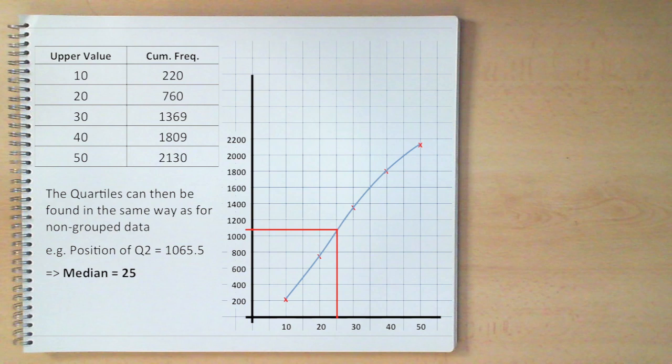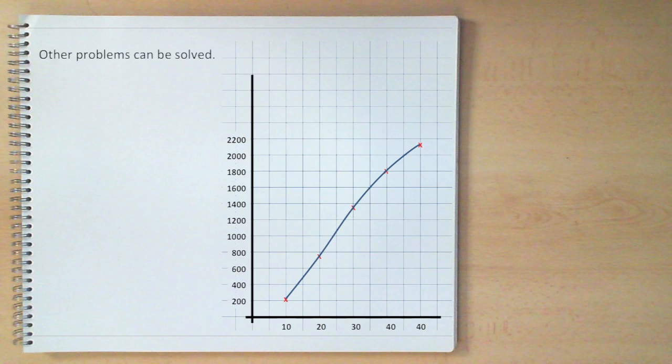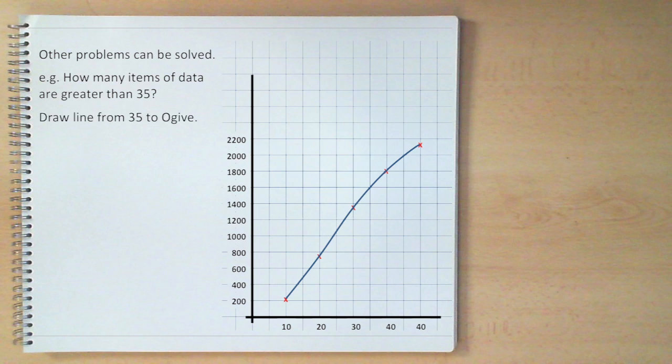The cumulative frequency curve can also be used to solve other problems, to find out other information from the data set. Remember, we've grouped all this data, so we've lost information about how many of each item of data there are. We don't know how many data items are greater than 35, for example, although our curve can help us find this out. Draw a line from 35 up to the ogive. The curve, remember, we call this curve type an ogive. So we go from 35 on the x-axis and draw straight up to the curve. Then we draw from there across to the y-axis, and we read off the value. So the value we read off there is 1600.